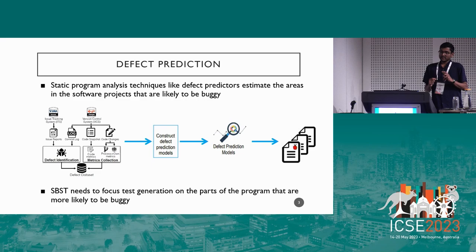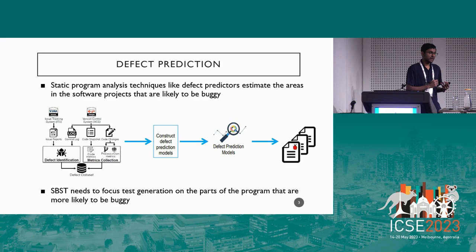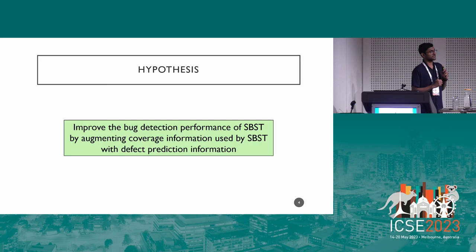And there are defect predictors that can estimate the areas in software projects that are likely to be buggy. We argue that we can use defect prediction to inform the SBST techniques of the potential buggy methods in the code. So the SBST techniques can focus the test generation on the parts of the program that are more likely to be buggy. So we hypothesize that we can improve the bug detection performance of SBST by augmenting the coverage information used by SBST with defect prediction information.